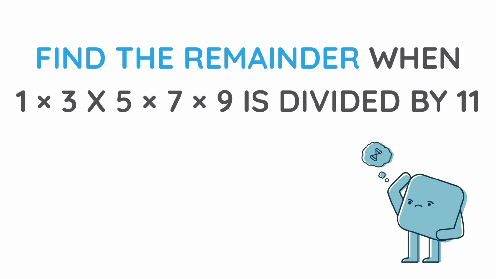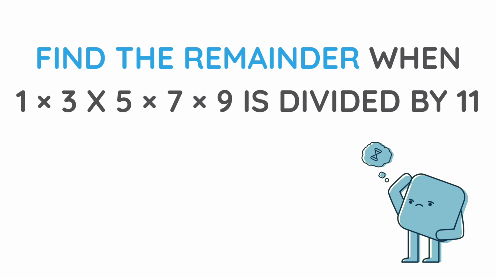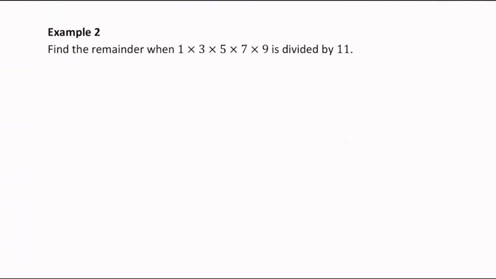How do we find this mod 11? Obviously, we don't want to multiply the whole thing. We can do it step by step, right? 1 times 3, obviously that's just 3 mod 11. So 3 times 5 is 15 mod 11, which is 4 mod 11.